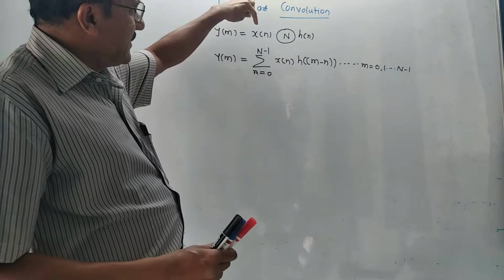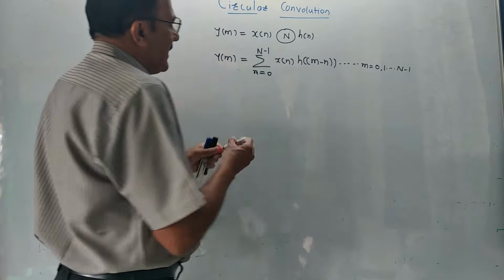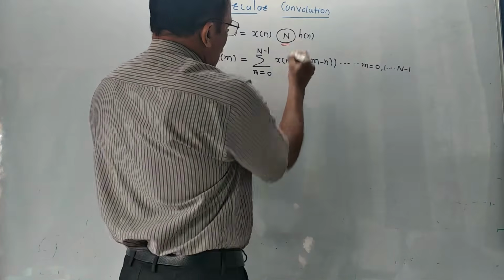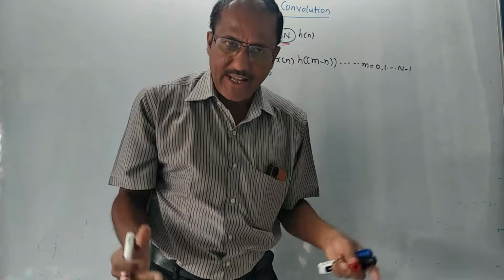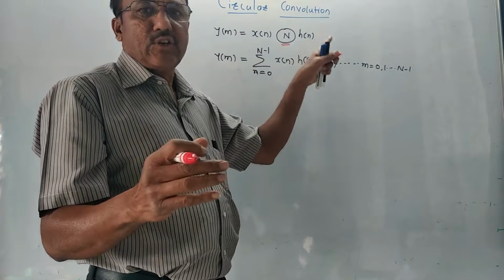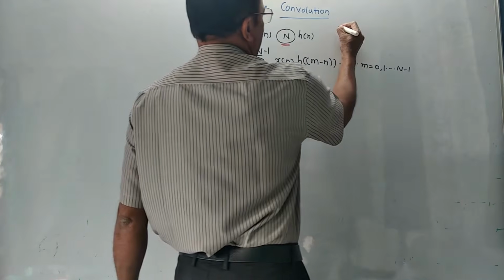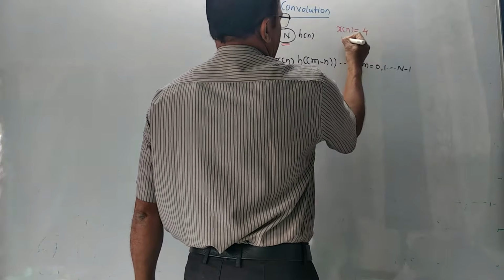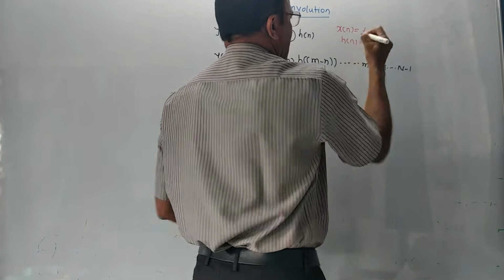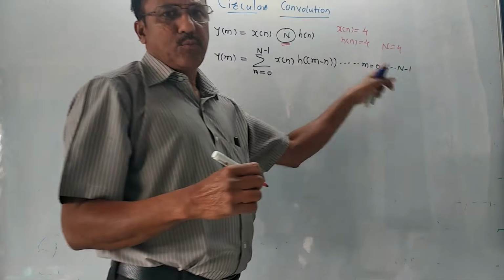If we have two sequences x of n and h of n, its circular convolution is denoted by this notation. You will have to draw one circle and write n inside it. It is also referred to as n point circular convolution, capital N point circular convolution. For example, if in the sequence of x of n there are 4 samples and in the sequence of h of n also there are 4 samples, then the value of N will be 4, so it is called 4-point circular convolution.